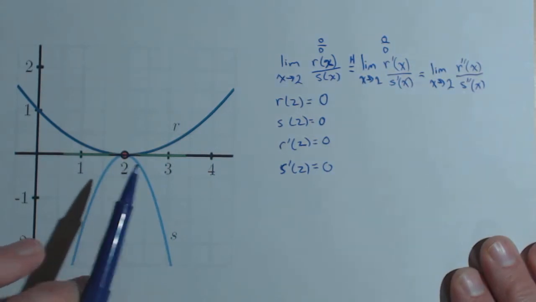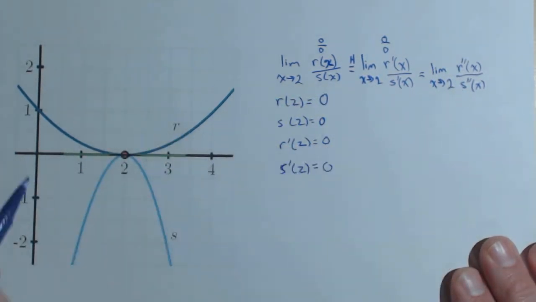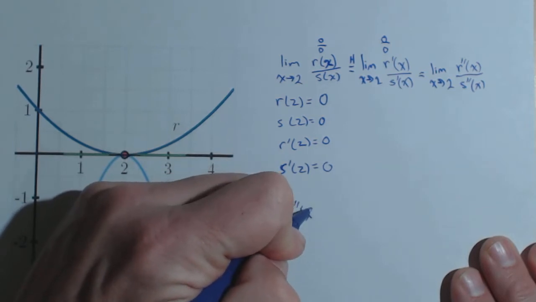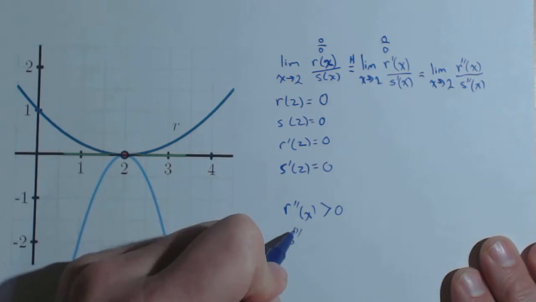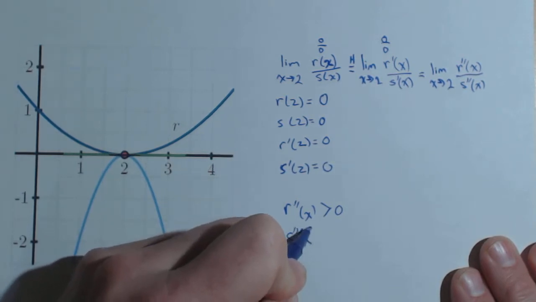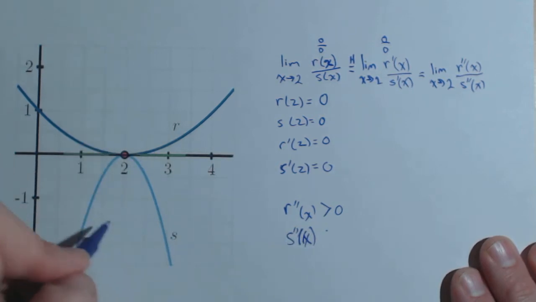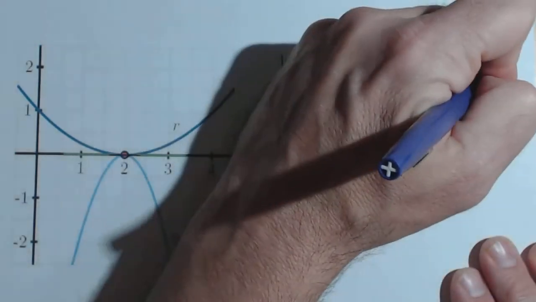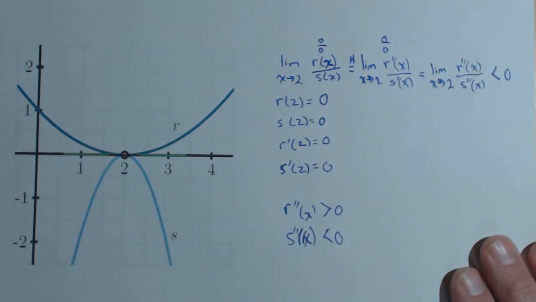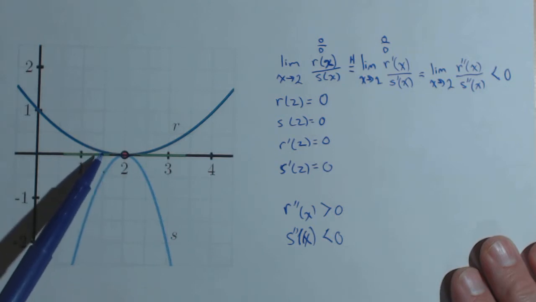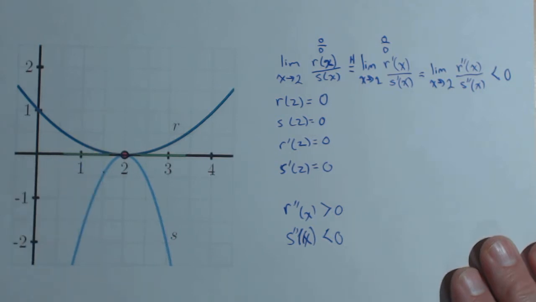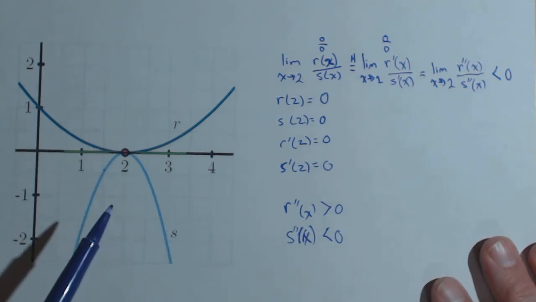Now we don't have quite enough information to find out r double prime and s double prime, but what we do see is that r double prime of x, well, r is concave up, so that's greater than 0. s double prime of x is concave down, so it's going to be less than 0. So we do know that this limit is going to be a negative value. We would need the graphs of their derivatives, of the derivatives' derivatives, to get more information on what's going on exactly to calculate it numerically, but we at least know that it's going to be a negative value based on the concavity.